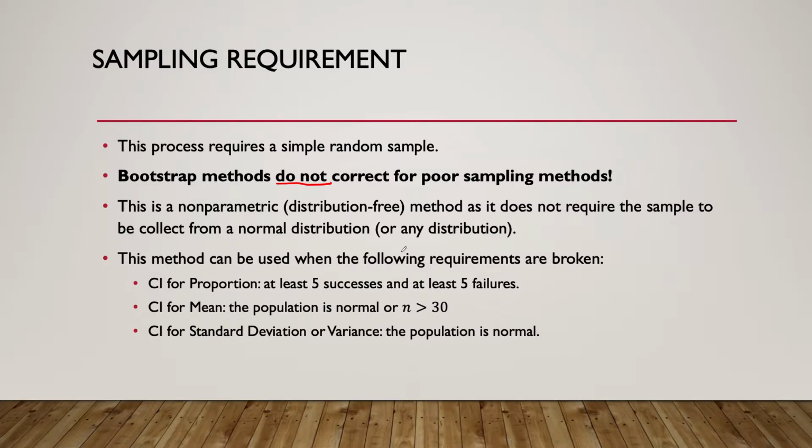The method can be used if the following requirements are broken. So the at least 5 successes and at least 5 failures for the sample, for the population proportion confidence interval. For the population being normal or the sample size being greater than 30, for the population mean confidence interval, and the confidence interval for the standard deviation or variance when the population is supposed to be normal.